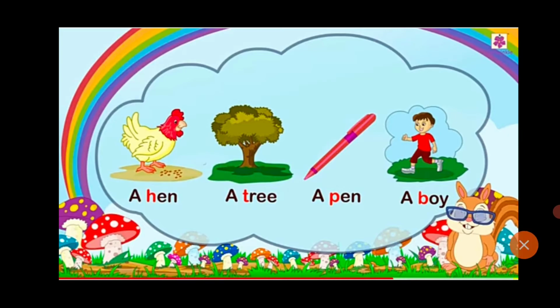This is the name of a hen. It is a tree. This is a thing, a pen, and this is the name of a boy. Means we used here a before the words starting with consonants. So H is also a consonant, T is also a consonant, P also and B also. We used here a before the words starting with consonants. Understood, children?